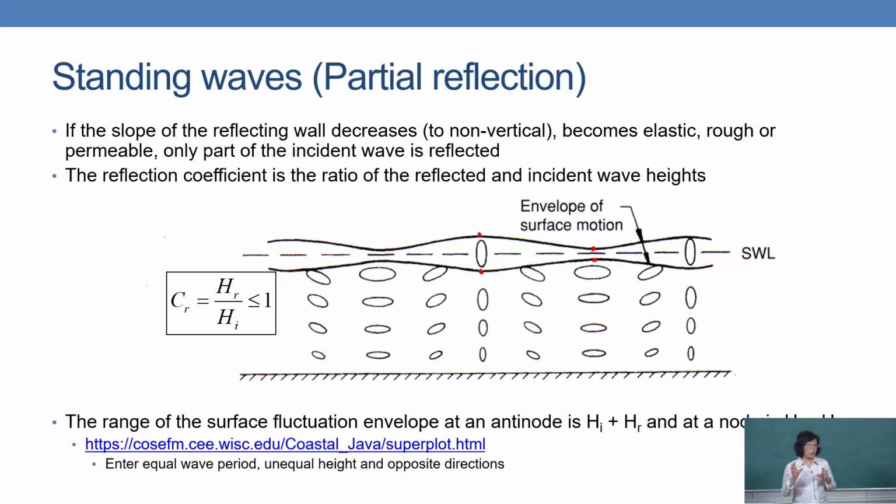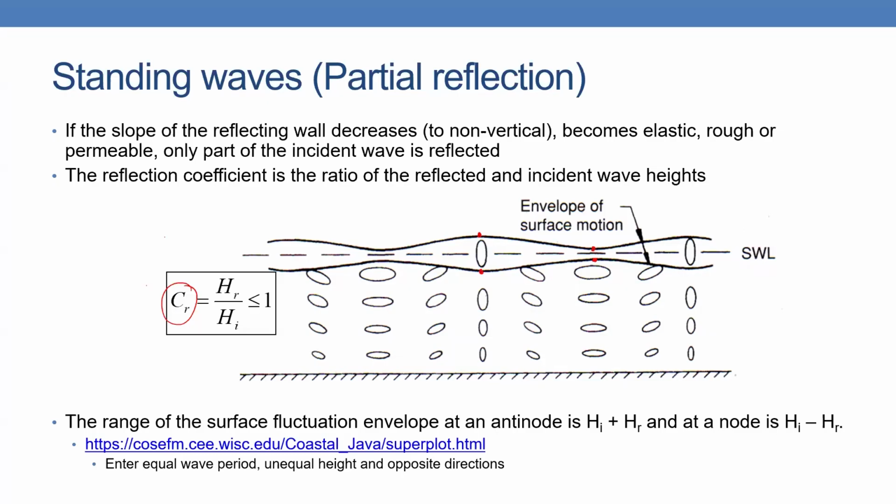So that will be the partial reflection. But how can we use these partial reflections to get some wave parameters in the experiment? For this one, the reflection coefficient will be the ratio between the reflected wave and the incident wave. Of course, that will be smaller than 1 if you have this type of circumstance.